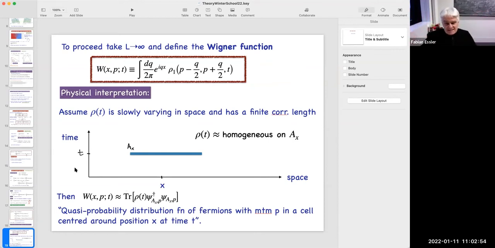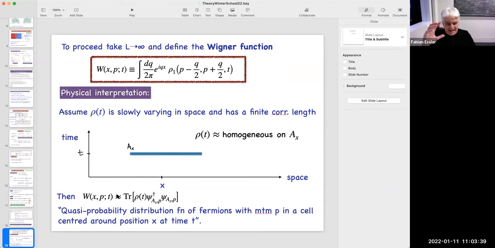And in that case, this Wigner function defined in this way is to a very good approximation equal to the momentum distribution of fermions with momentum p defined on that patch. So what this Wigner function is physically, we say it's a quasi-probability distribution of fermions with momentum p in a cell centered around position x at time t. Okay, so those are the words, and what it means in practice is this.